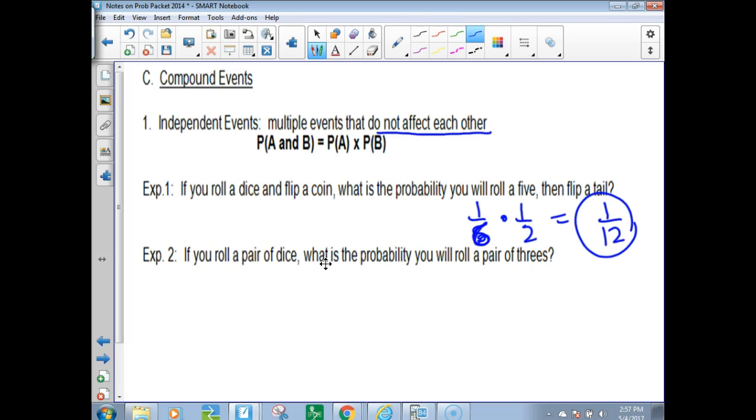If you roll a pair of dice, what's the probability you roll a pair of 3s? Well, the first dice, what's the chance of getting a 3? Second one, multiply it, 1 out of 36.